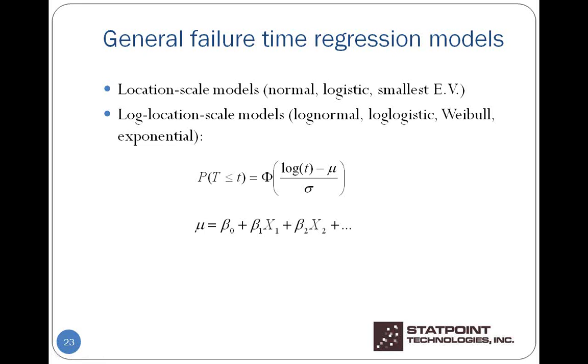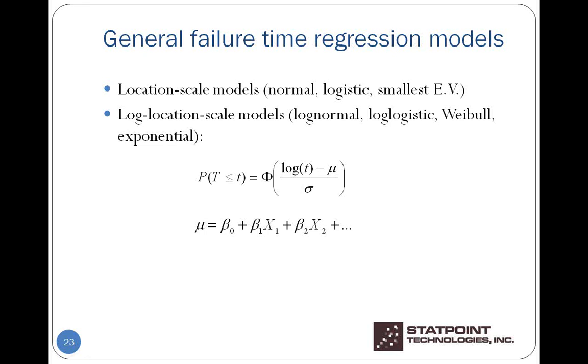In addition to the equation that relates the x's to that central value, there's also a scale parameter called sigma. Sigma affects the spread of the lifetime distributions around mu. Now, if we decide to pick a Weibull distribution or a log normal or log logistic, then we'll be using what's called a log location scale model. And that's what I've actually written down for you here.